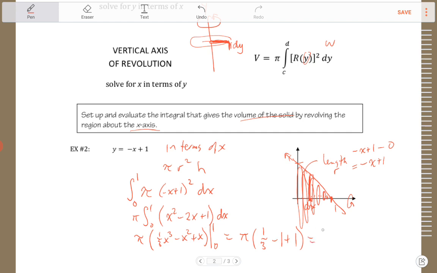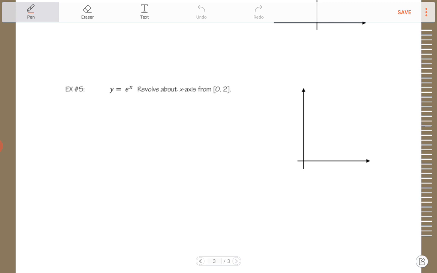Alright, so from there, you see negative 1 and 1 cancel, and what we're left with then is pi over 3. That is going to be our volume of this example here. Okay? Alright, let's go on to our next page.